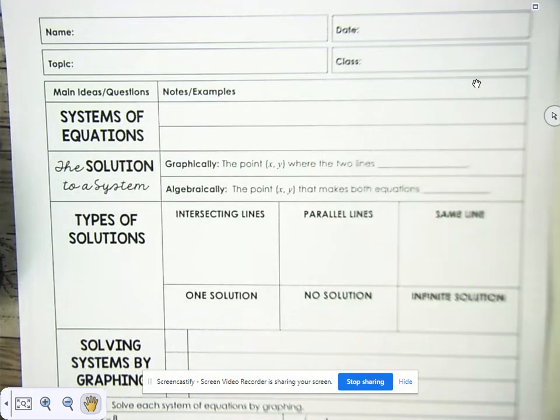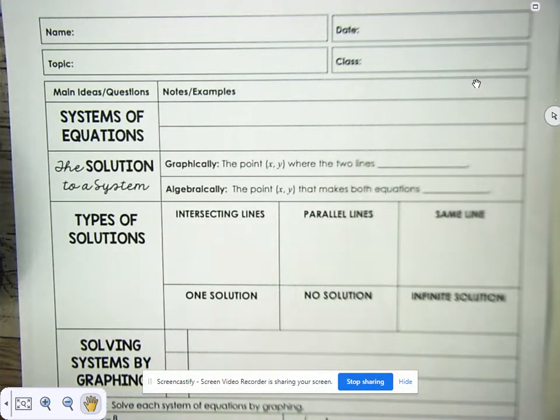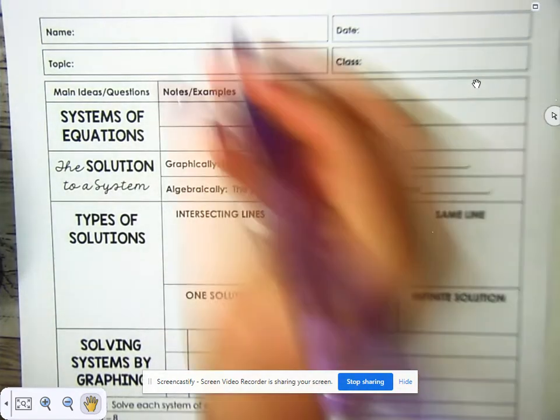All right, so we're going to start today with two different types. The first one is going to be solving systems by graphing. Okay, so let's just do some vocab first.